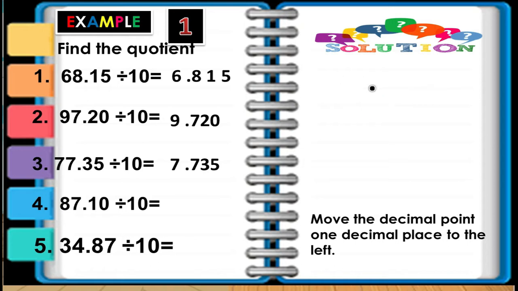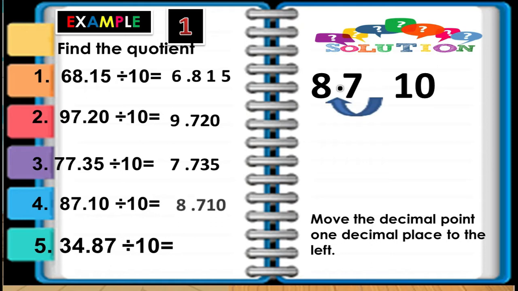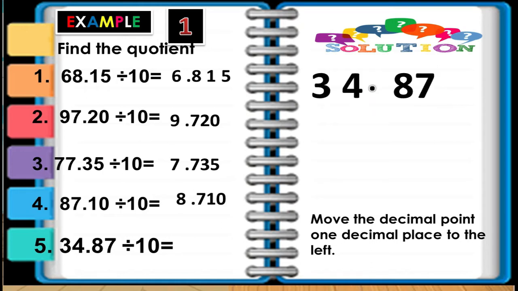For number 4, 87 and 10 hundredths divided by 10. Move the decimal point 1 to the left. So the answer is 8 and 710 thousandths. For number 5, 34 and 87 hundredths. Move the decimal point 1 to the left. Here is the decimal point. So the answer is 3 and 487 thousandths.